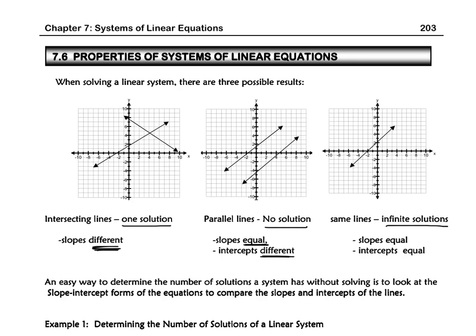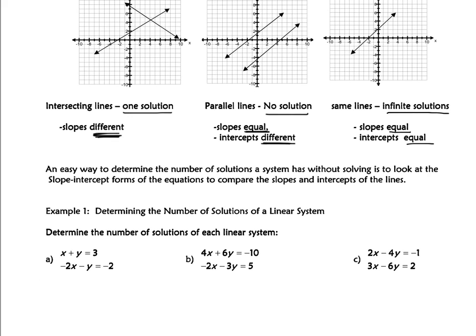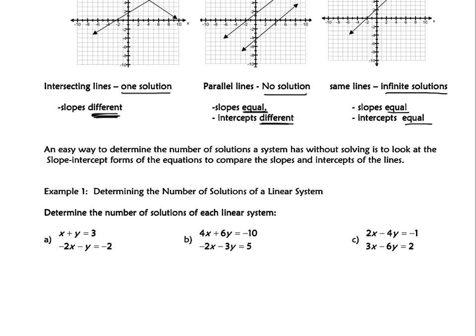As I said, when you're looking at the equations of those lines, the slopes should be equal and the intercepts should be equal. In slope-intercept form, you'd have the same m value for the slope and the same b value for the y-intercept. So an easy way to determine the number of solutions, if you're only interested in the number of solutions and not necessarily the exact solution, is to just compare the slopes and the intercepts of your lines.